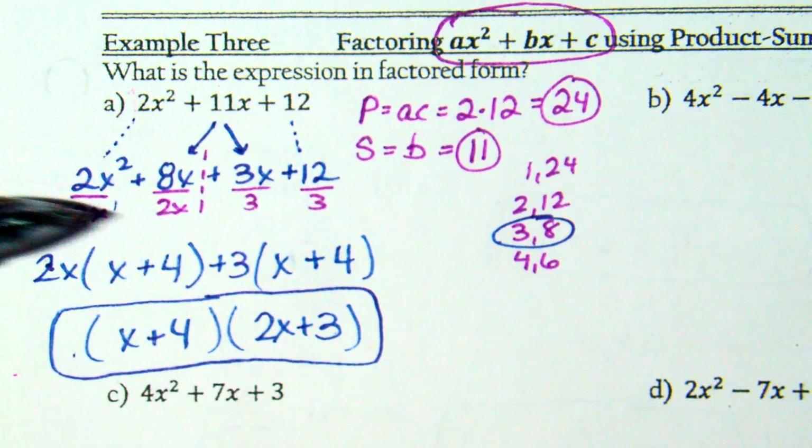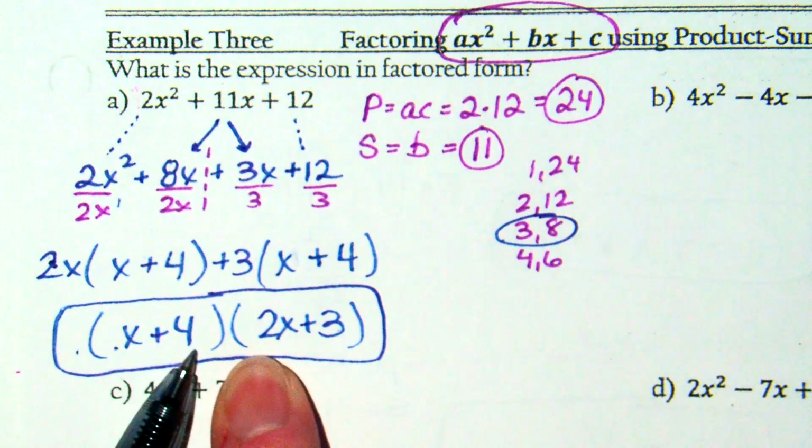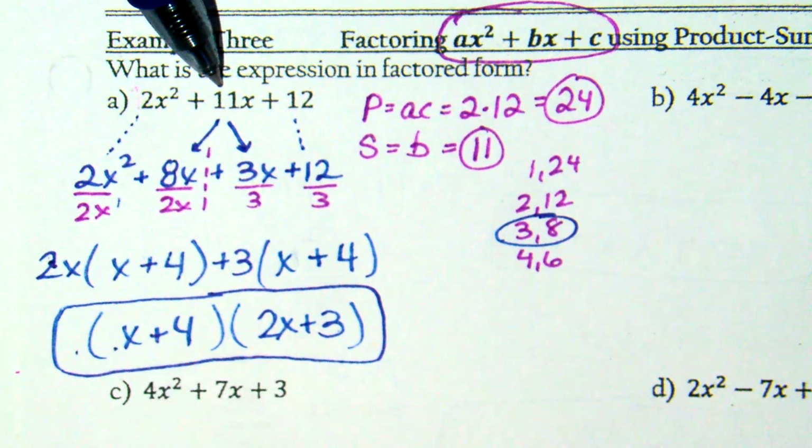Outsides, x times 3, which is 3x. Hold that thought. Insides, 4 times 2x, which is 8x. Notice 8x plus 3x is 11x. And then last, the last thing in each parenthesis, 4 times 3 is 12.